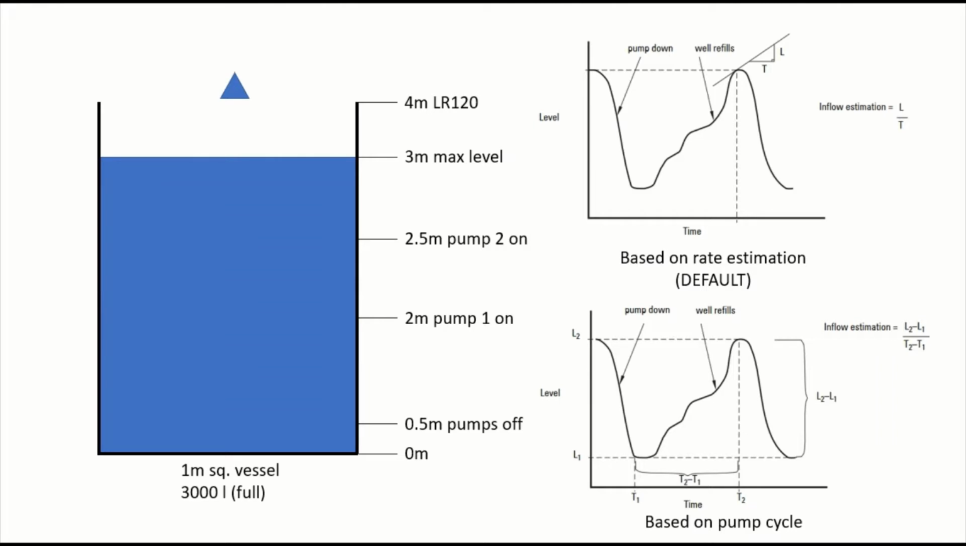The second option is based on pump cycle. It looks at where we last turned off the pumps to the time when we're going to turn the pumps back on, and the level change between those two times, and calculates an estimation of the rate inflow that way. For this particular application, we will use the default, which is based on the rate estimation of inflow.